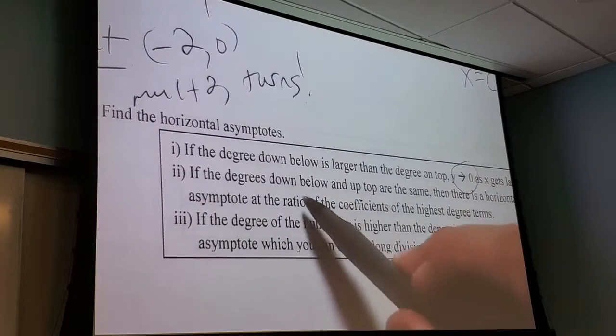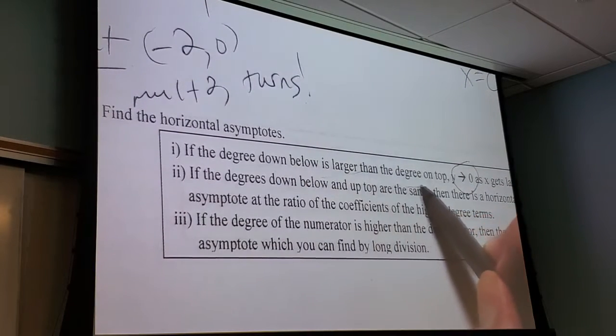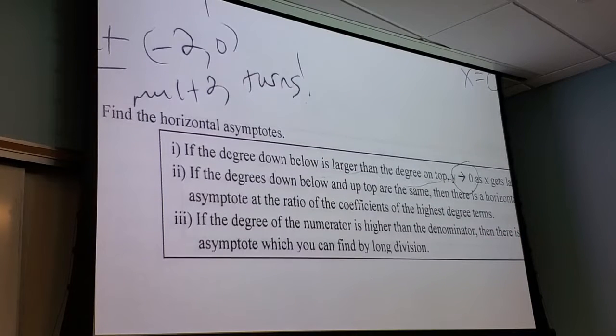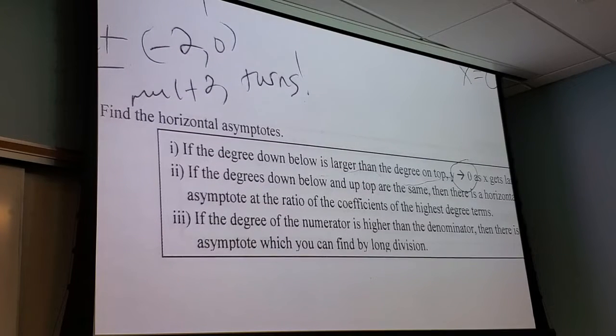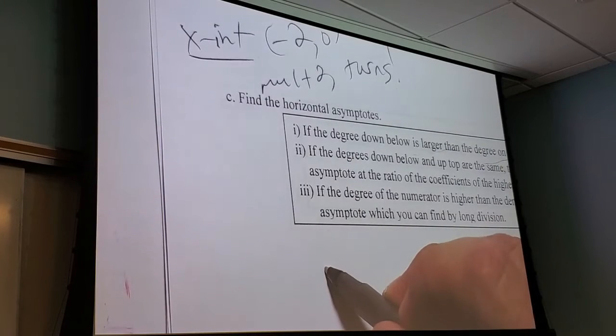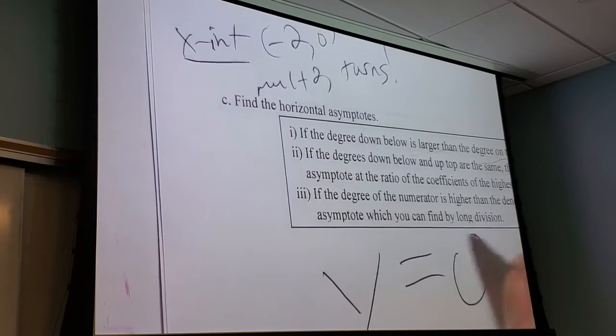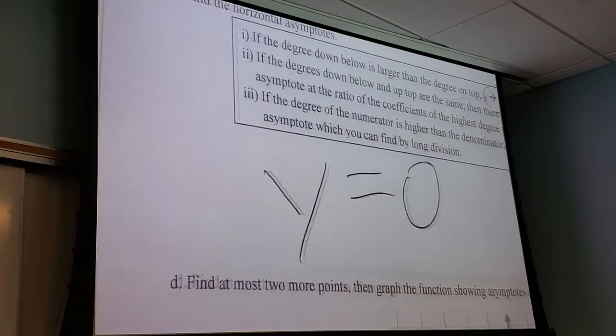So I'm in this first situation. The degree down below is larger than the degree on top, right? Okay, I like it. Please let that make all the sense in the world. If I'm dividing by something that's just growing really, really fast, my answers are getting really, really small. So I gave myself a lot of room here, so I'm going to y equals 0.